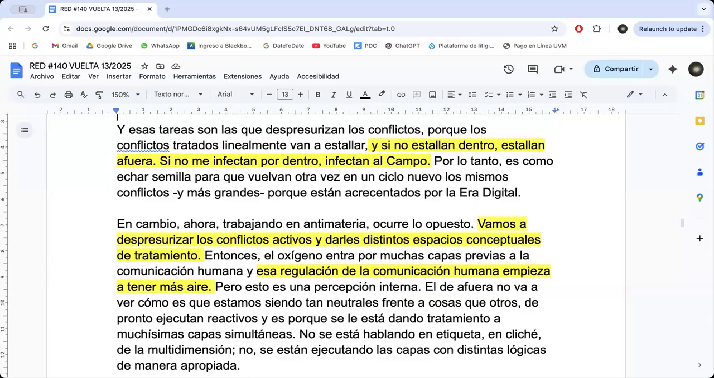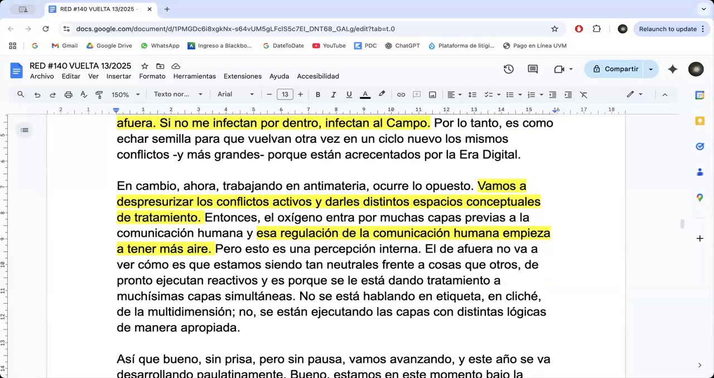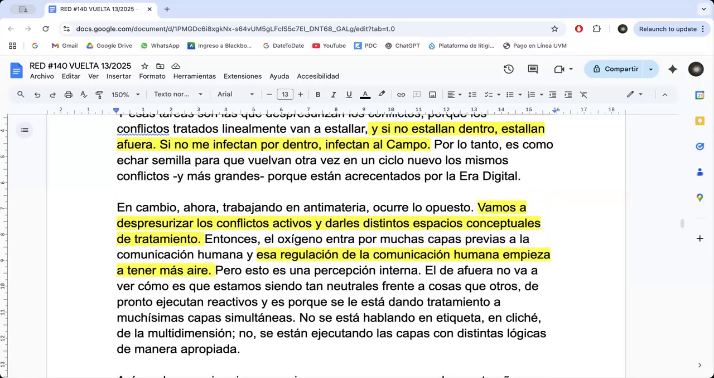So these tasks of all the things that happened in 2023, 2024 are the tasks that depressurize conflicts. Because if conflicts are treated linearly, they will blow up. And if they don't blow up from inside, they blow up outside. If I don't become infected inside, I will infect the field. Therefore, it is like throwing seed, so that in a new cycle, the same conflicts and bigger conflicts come back again, because these conflicts are going to be bigger because of the digital era.